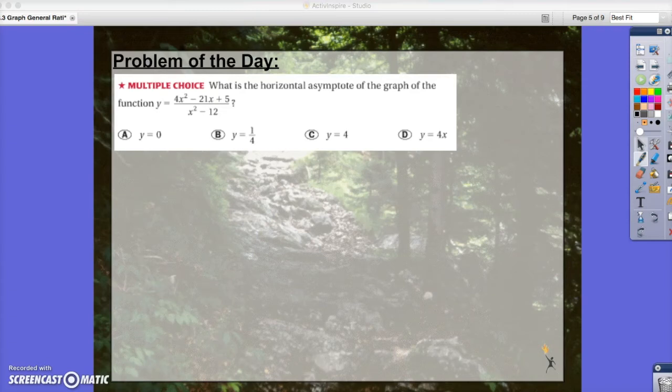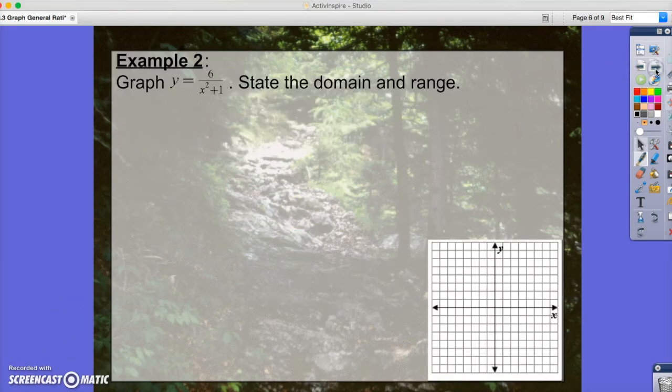All right, so today we continue with lesson 8.3, part 2. Take a minute, pause the video, and solve the problem of the day. It deals with finding the horizontal asymptote. Now today we focused on graphing. We're going to still use the first 3 parts that we did in part 1, and then the new part is just adding a table to it.